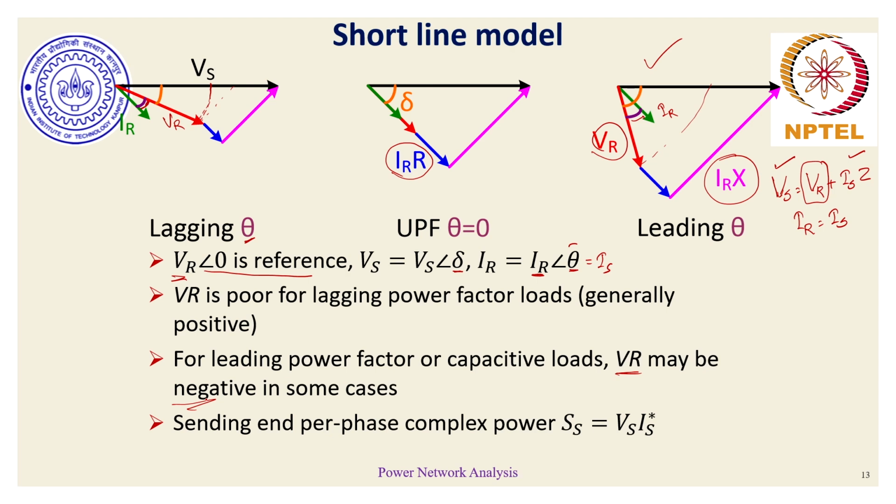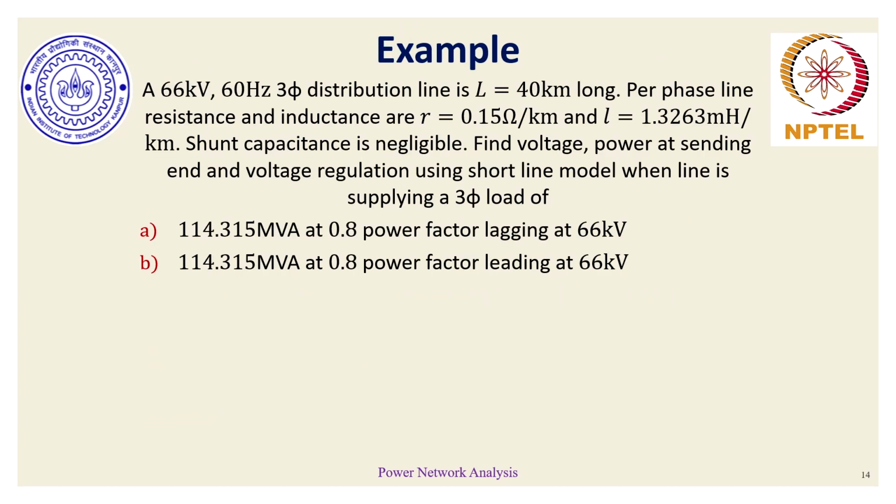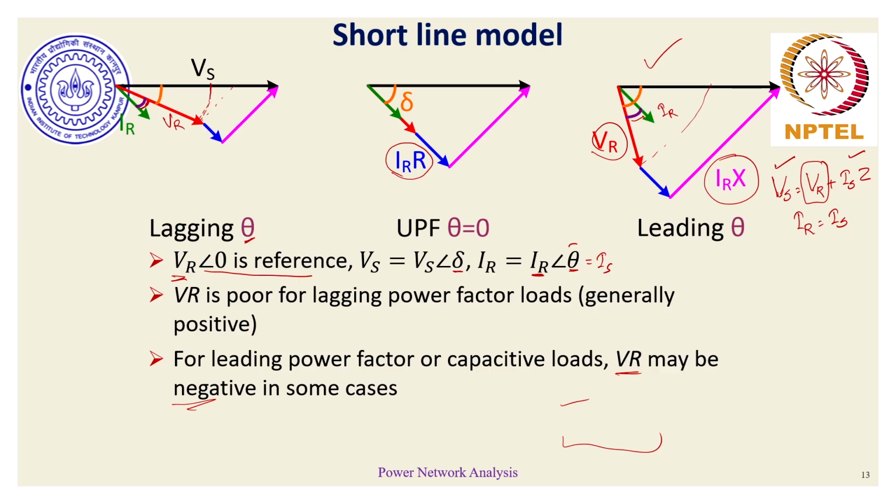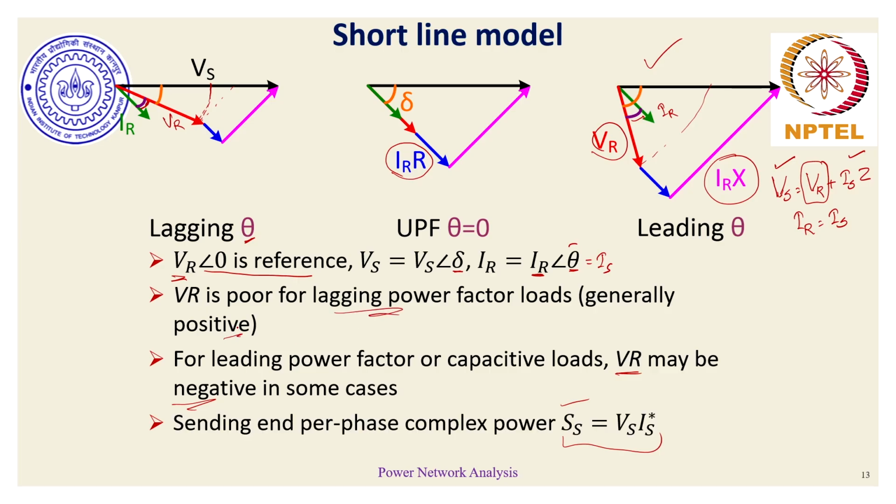So on similar lines, we can also define the apparent power or complex power at the sending end. If we know what Vs and Is are, then we can find Ss as the product of Vs and the conjugate of Is. The example discussed here replicates how voltage regulation can be positive or negative. Usually for lagging power factor loads, the VR is positive, as we have seen, but for leading power factor loads, VR can become negative also.